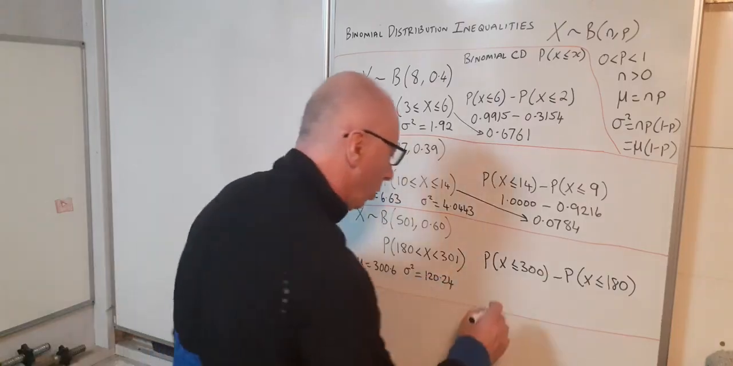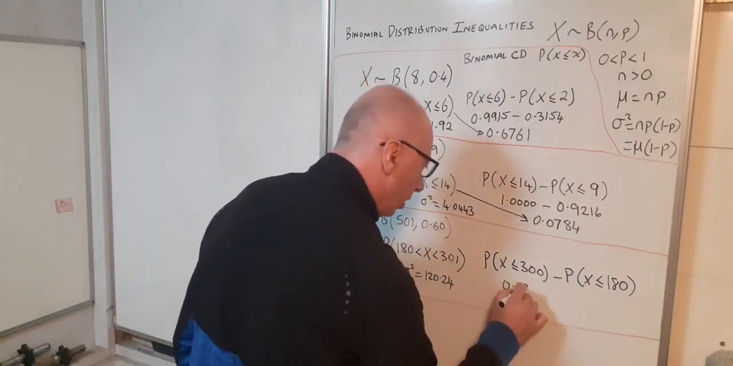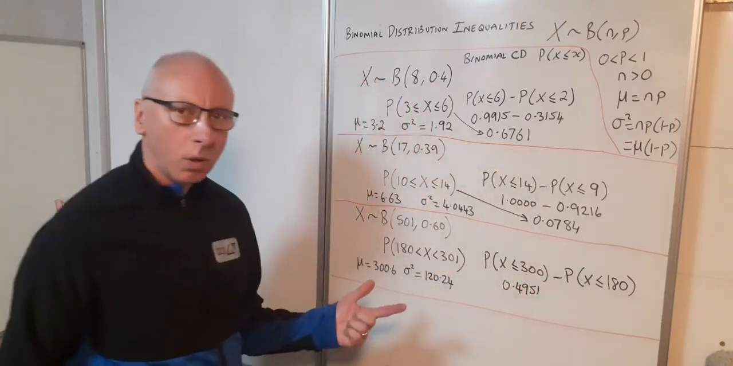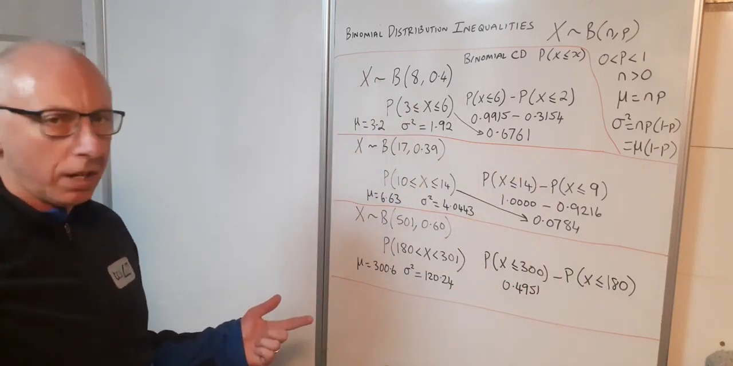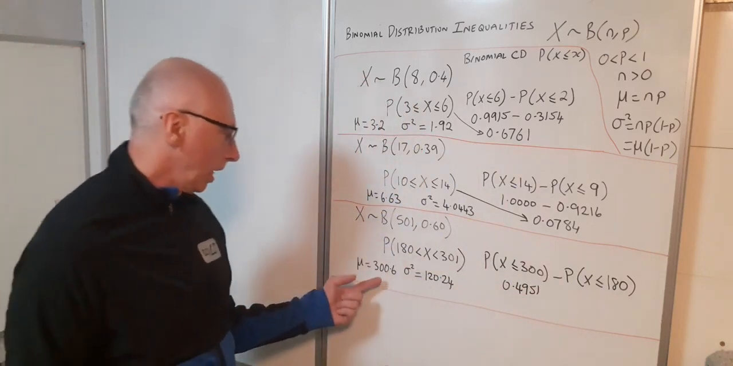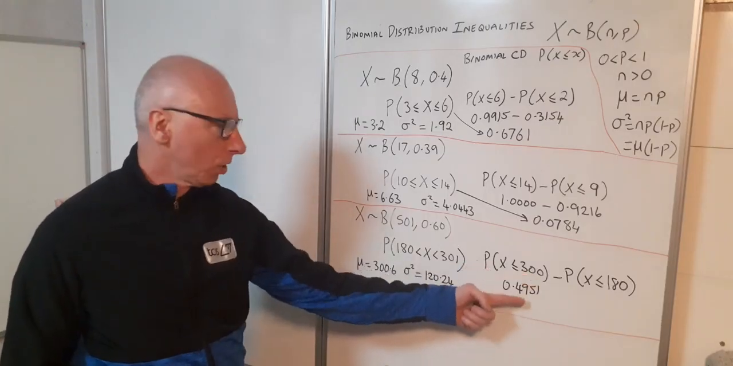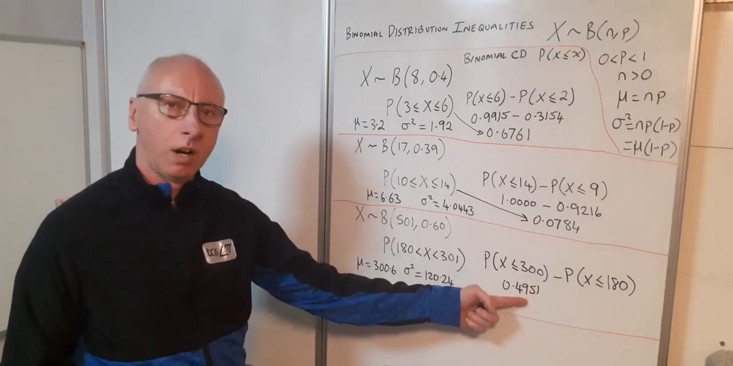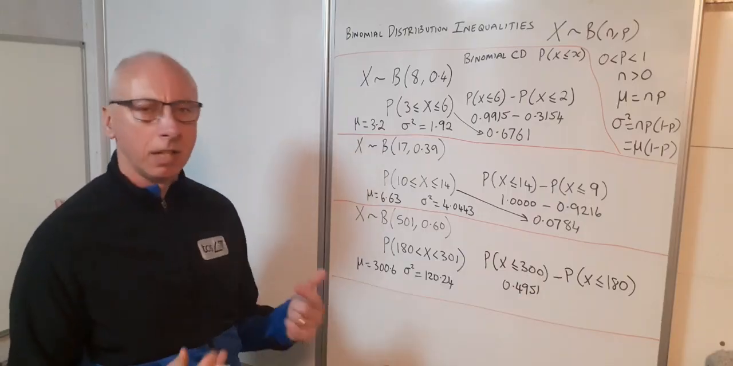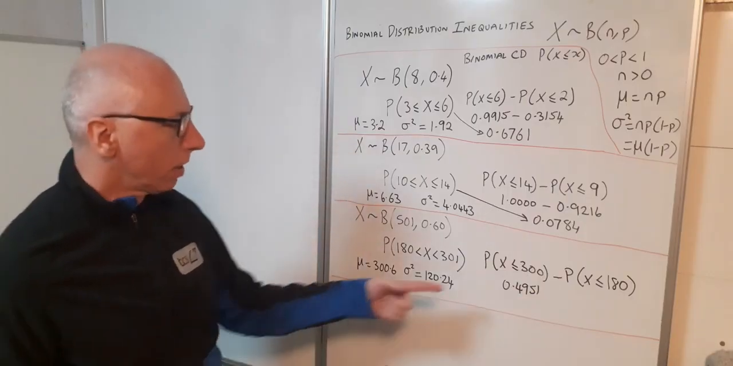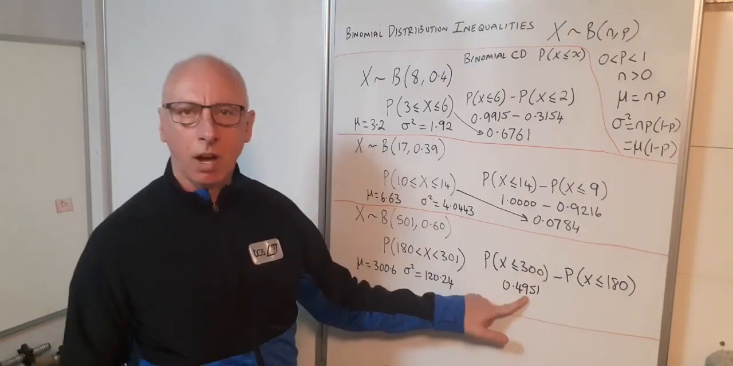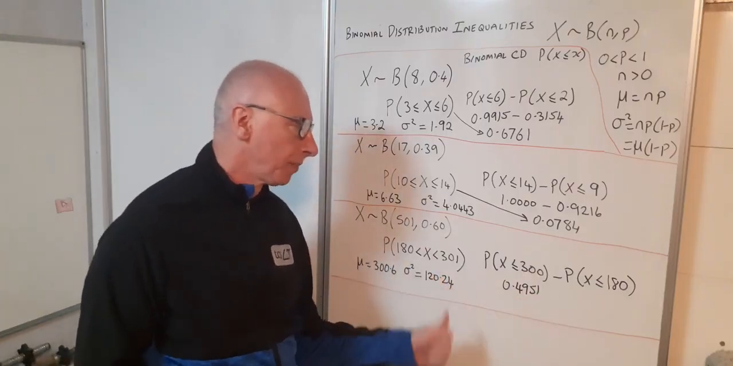Okay, so now plug those in our calculator. So this one will give us 0.4951, which is almost the centre of our data. As you can see here, the mean is 300.6. So it seems logical that for 300, you're almost a half, as that's the mean. So the mean of the binomial should be halfway. So that should be about halfway too. So then half of the data is this side.